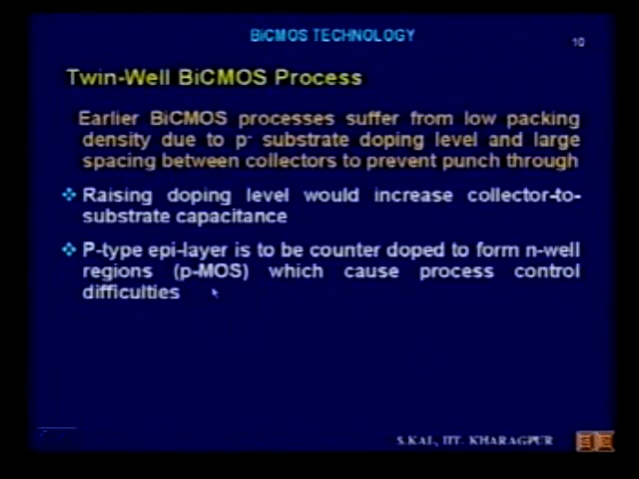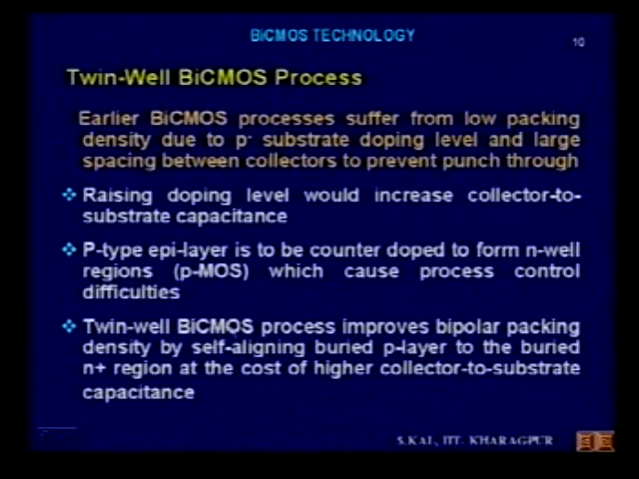So P-type epi layer is to be counter-doped to form PMOS regions, which cause process control difficulties. Twin well BiCMOS process improves bipolar packing density by self-aligning buried P layer to the buried N plus region at the cost of higher collector to substrate capacitance. This you can achieve by twin well BiCMOS process. Bipolar packing density can be improved by using self-aligning buried P layer to the buried N plus region at the cost of higher collector to substrate capacitance.